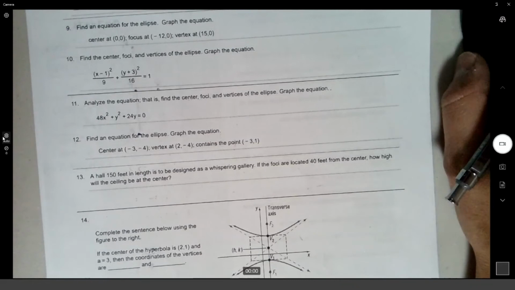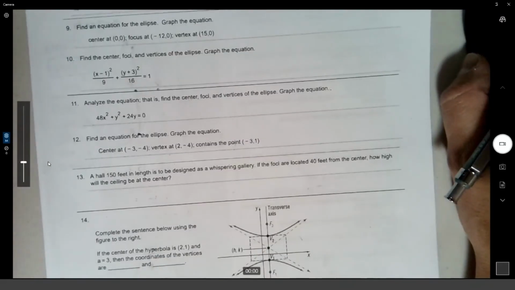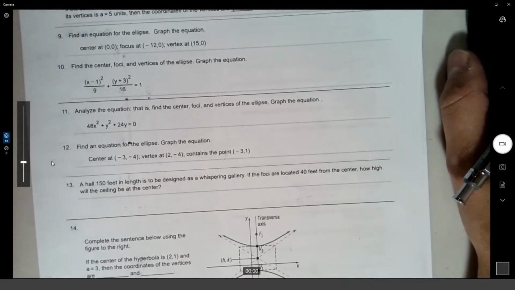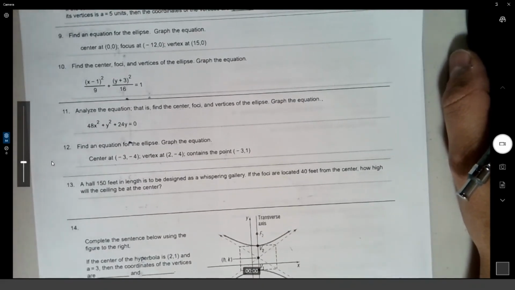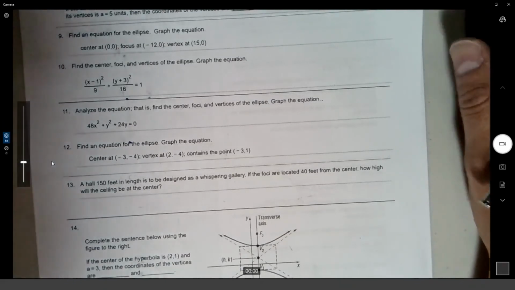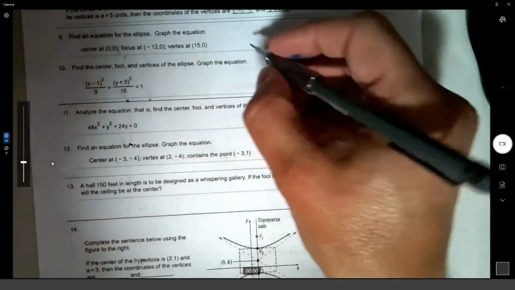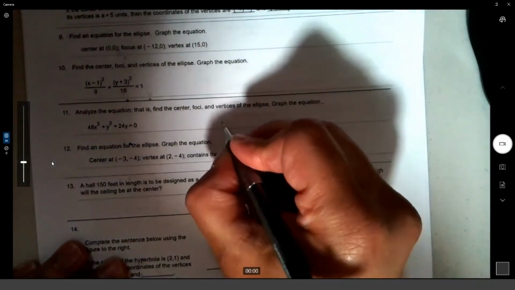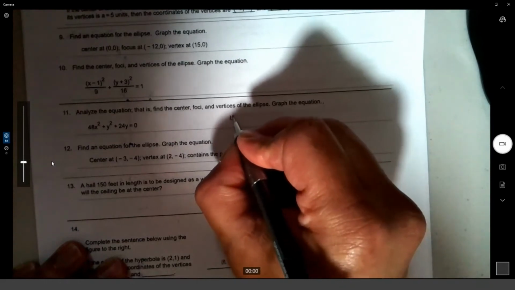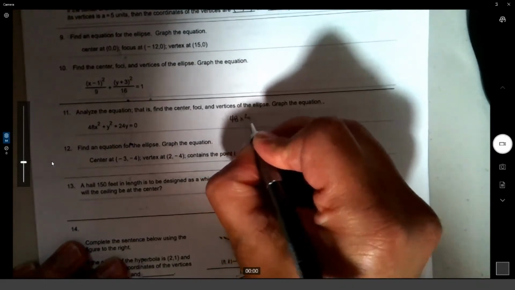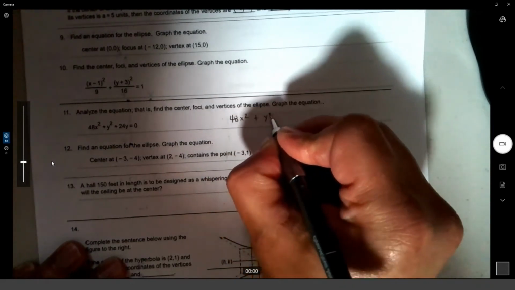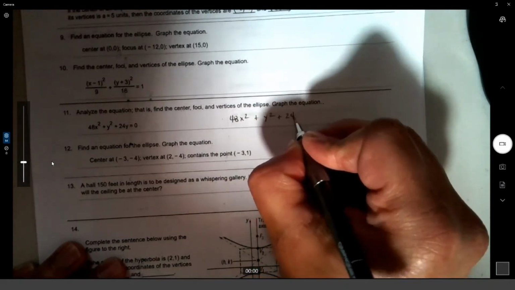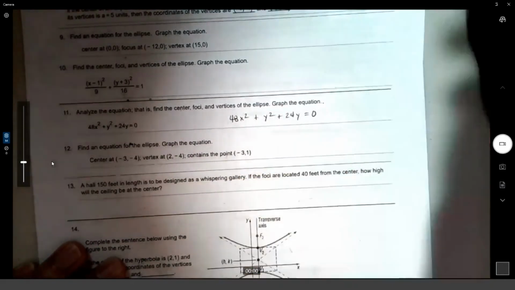Number 11. Oh, here we go again. It says analyze the equation, that is, find the center, foci, and vertices of the ellipse. Graph the equation. Okay, let's see if we can do all that here. Let's try to use all of the space that's available. We got 48 x squared plus y squared plus 24y is equal to 0.